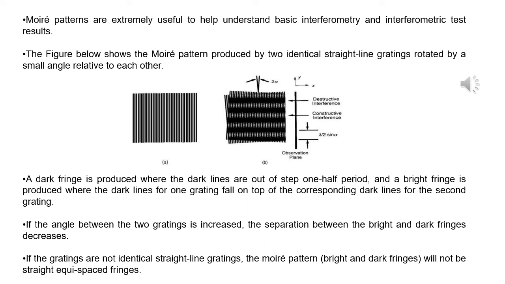A dark fringe is produced when the dark lines are out of step by half a period, and a bright fringe is produced when the dark lines of one grating fall on top of the corresponding dark lines of the second grating. If the angle between the two gratings is increased, then the separation between the dark and bright fringes is also decreased. If gratings are identical straight line gratings, the Moire pattern will be straight equispaced fringes.